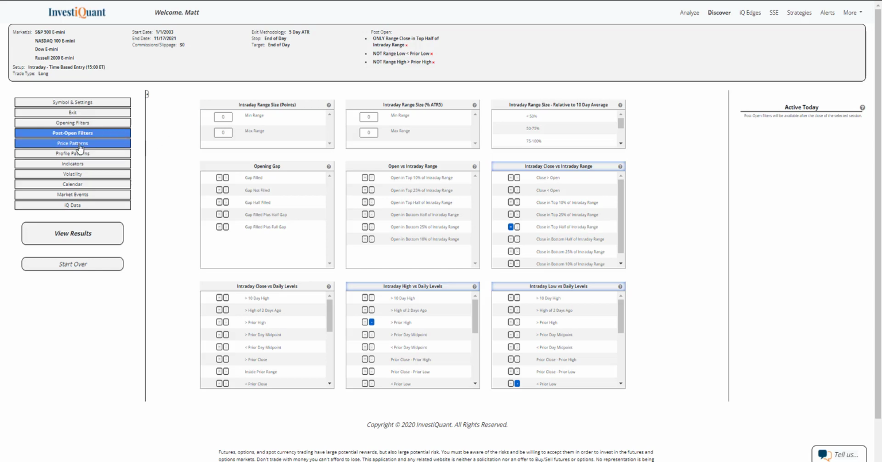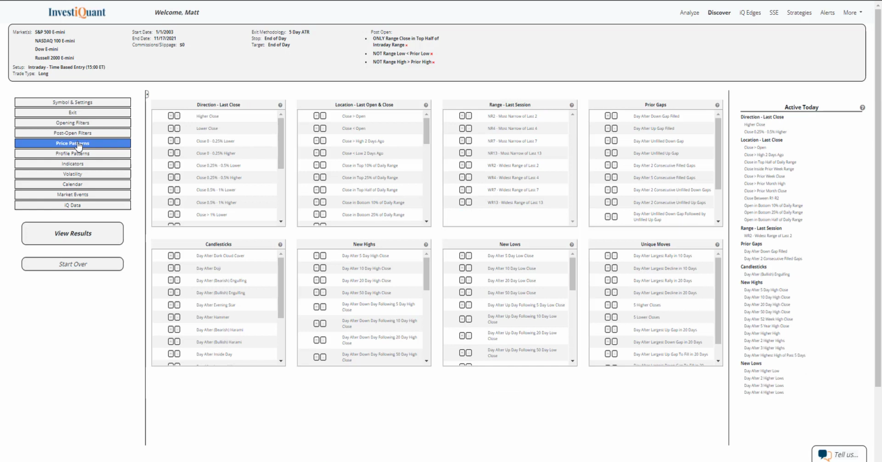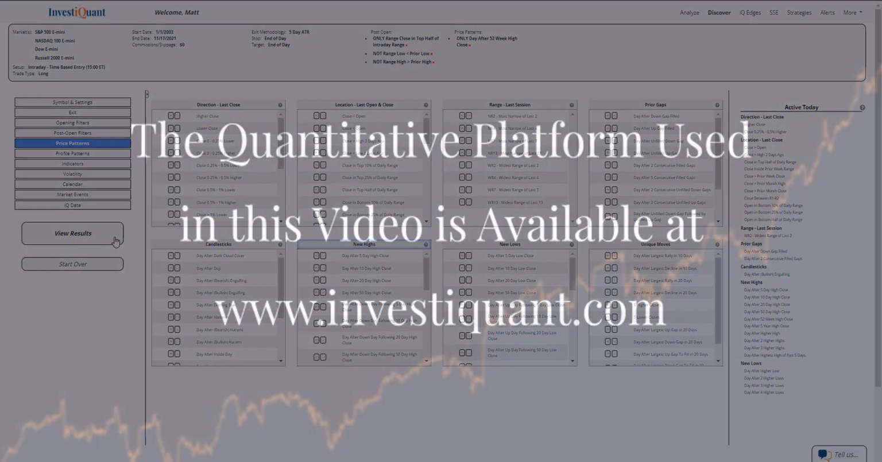All right, next, price patterns library. From here, I'm going to click on the active today section. Down here in the new highs, day after a 52-week high close. So we're in a really strong market, and we've got an inside day pattern forming. And that's all I'm going to add here. I'm not going to add any indicators. It's not necessary with a 52-week high. So now I can click View Results.